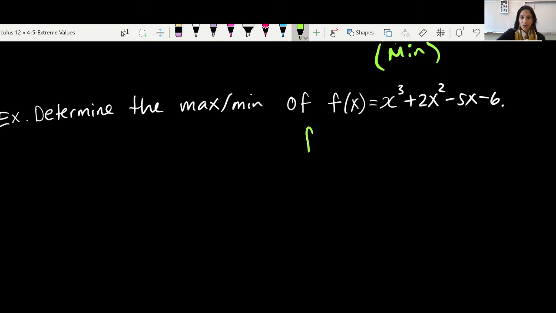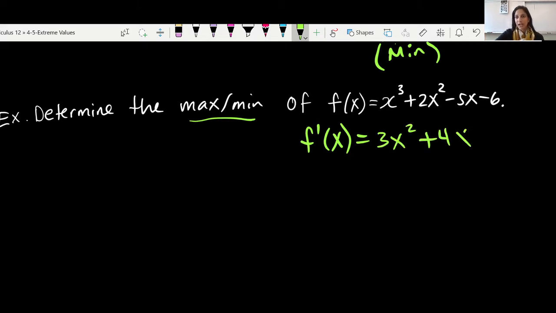We again want to find our derivative. That's our first step because it's saying to find the maximum or the minimum. So again, we can do 3x squared plus 4x minus 5 when we take the power rule on each of these terms. And you know the last one was a constant, so it's just going to be 0.